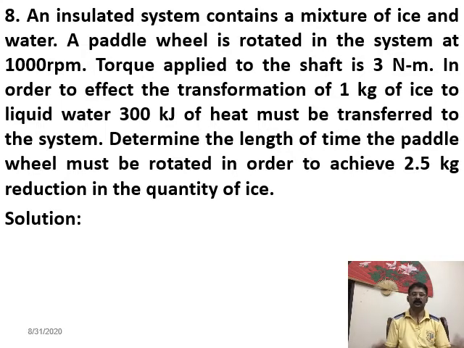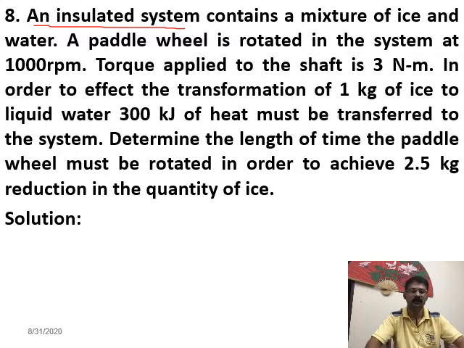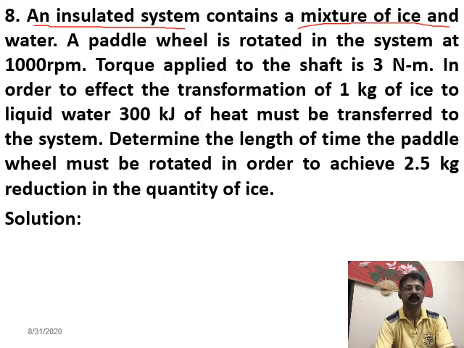So a very interesting numerical here. So let us analyze this numerical first. So it is an insulated system. So insulated system means here the wall of this container, which is enclosing the system, is made up of an adiabatic wall. Means there is no heat transfer between the system and the surroundings. Now what is system here? So system is a mixture of ice and water. You should know that it's a mixture of ice and water.